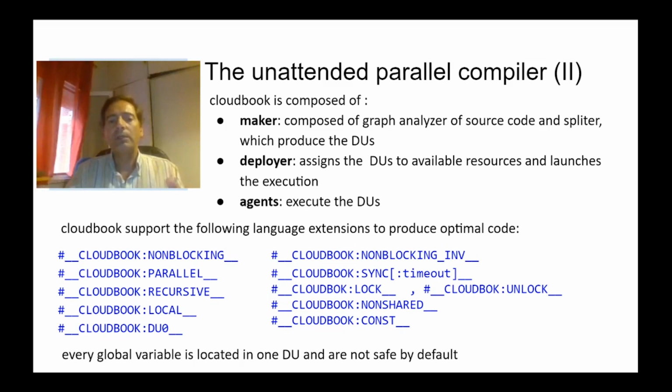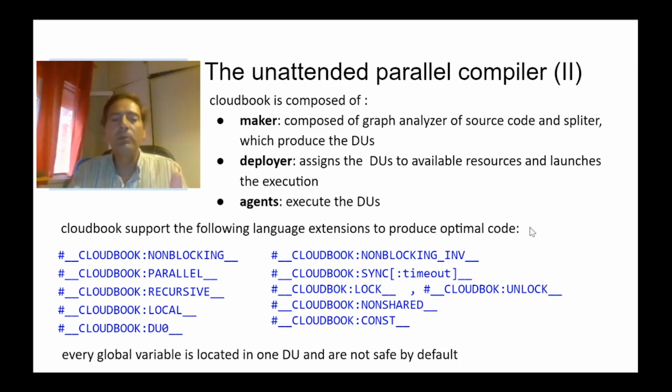Cloudbook supports different language extensions, pragmas, to produce optimal code. If the programmer uses these pragmas with intelligence, they can increase the performance of the program. But in fact, they are not mandatory. You can create your own program, pass the program through Cloudbook, and you have a parallel distributed version of the program. Some of these pragmas are very simple to understand.